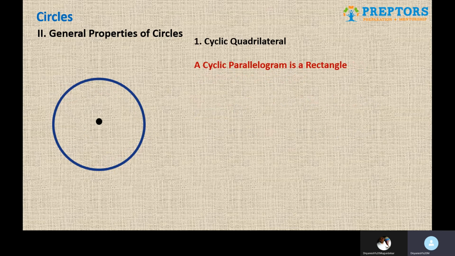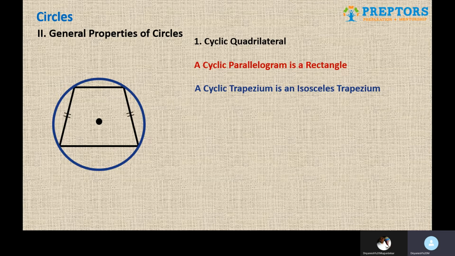The next property is cyclic parallelogram is a rectangle. The oblique side isosceles trapezium.